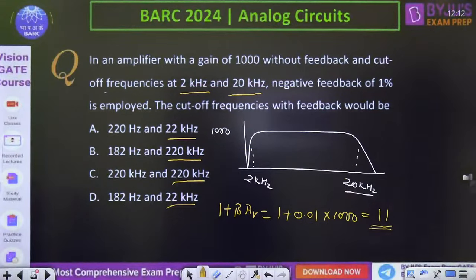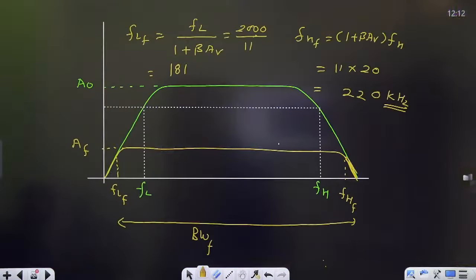So tell me which answer is correct. Yes Akbar, which answer is correct? I think B is the correct one. B is the correct answer. So always remember, lower cutoff frequency will reduce by a factor of 1 plus beta AV, higher cutoff frequency will increase by a factor of 1 plus beta AV. 182 and 220 kilohertz is the answer for this question. And this is the complete diagram in front of you. That is the complete advantage and disadvantage of negative feedback.